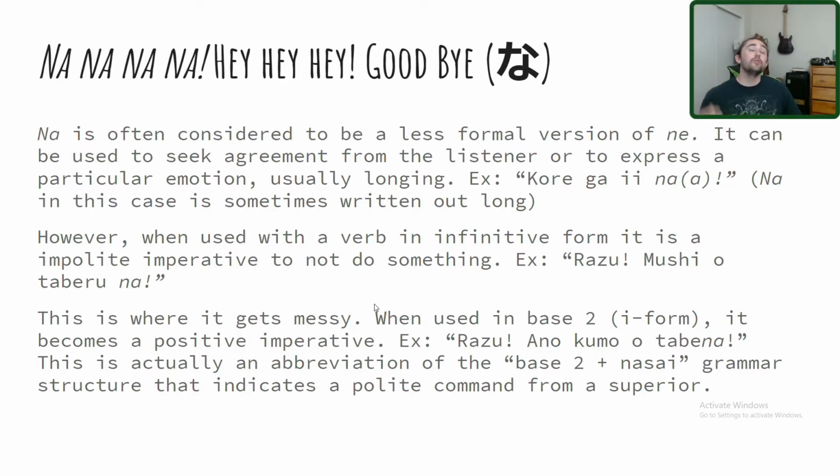However, if you're using na with a verb in its infinitive form, right? Infinitive meaning it has not been conjugated at all, then it's an impolite command to not do something. An imperative is a command, so it's an impolite imperative to not do something. It's a negative impolite imperative. For example, Razu mushi o taberu na, right? Which means Roz.